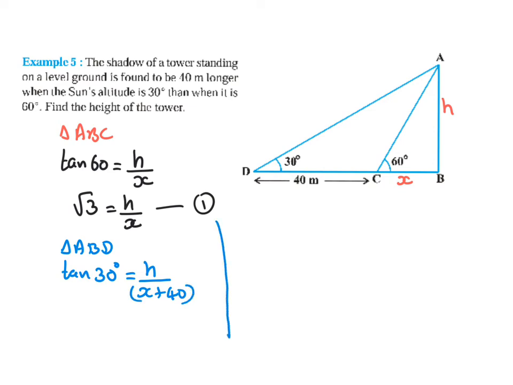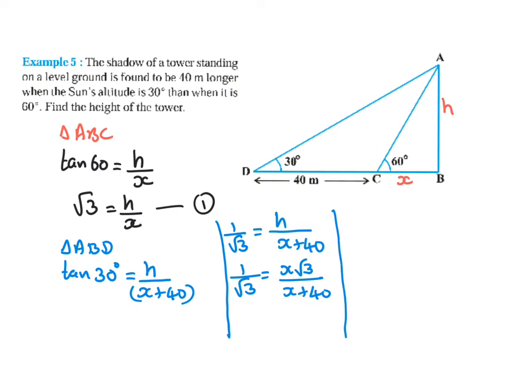What is the value of tan 30? It is 1 over root 3. So 1 over root 3 is equal to h over x plus 40. Now look here. h is equal to x times root 3 if I cross multiply. So instead of h over here, can I plug in x root 3? I can. So this will become 1 over root 3 is equal to x root 3 over x plus 40.